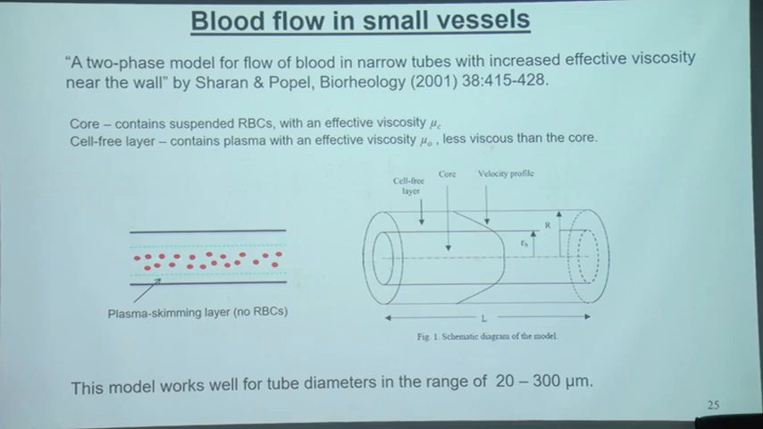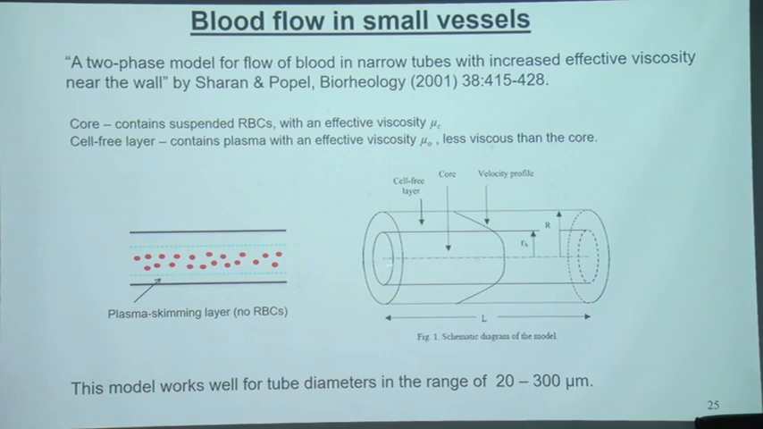Within the core, it contains red blood cells, and it has an effective viscosity of mu_c. The subscript c represents the core. Then the peripheral area near the wall is described as a cell-free layer. The cell-free layer contains plasma only, and it has an effective viscosity of mu_0. So in the two zones, the fluid viscosities are different: in the center, the core has red blood cells, and in the peripheral area, it's cell-free.